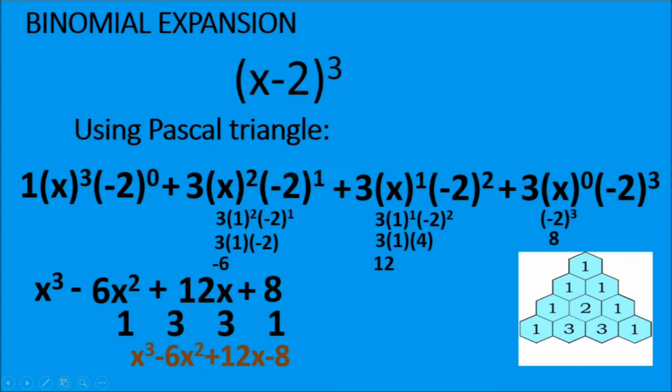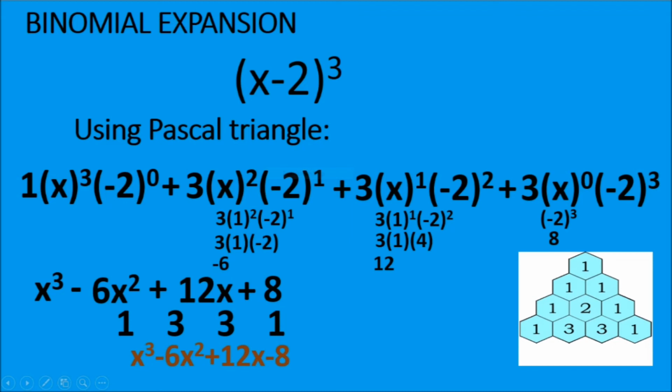Like for this example, x minus 2 raised to 3, the exponent is 3. Look at the constructed Pascal's triangle on the right below. Locate the exponent 3 in the second digit of every layer going down. In the triangle, the exponent is located in the fourth layer. So the numerical coefficients of exponent 3 are 1, 3, 3, 1.